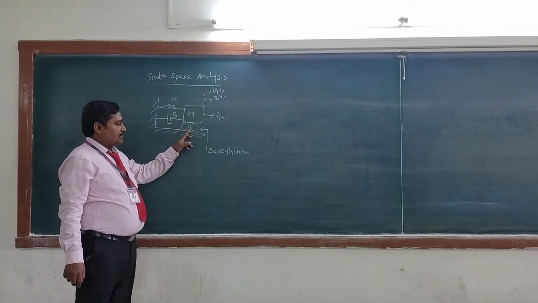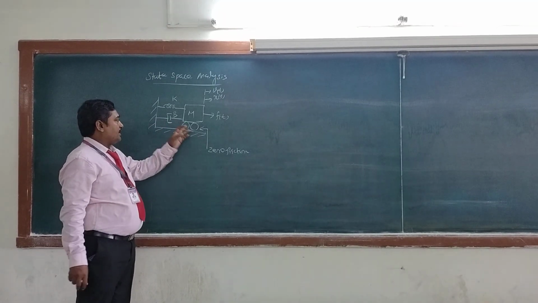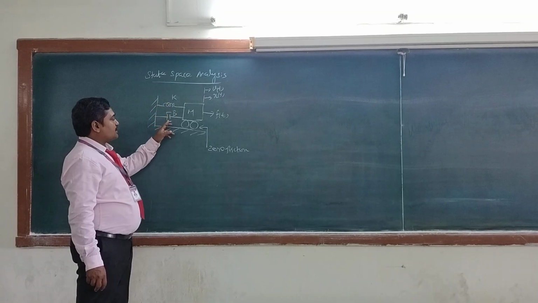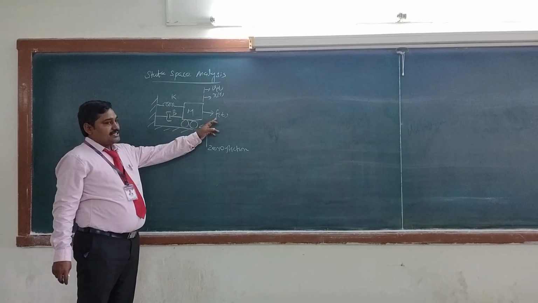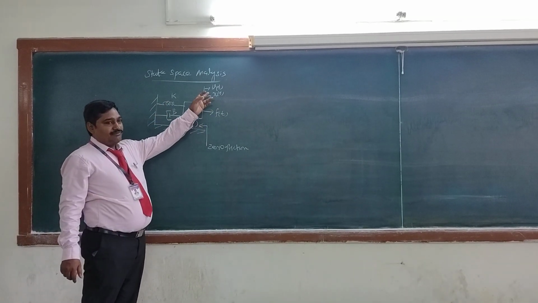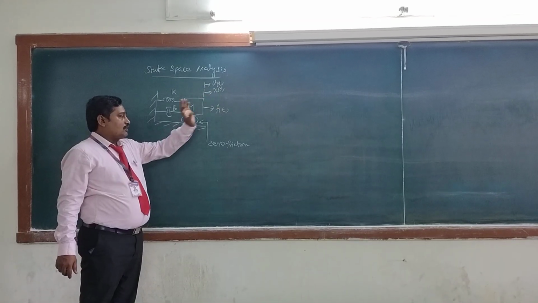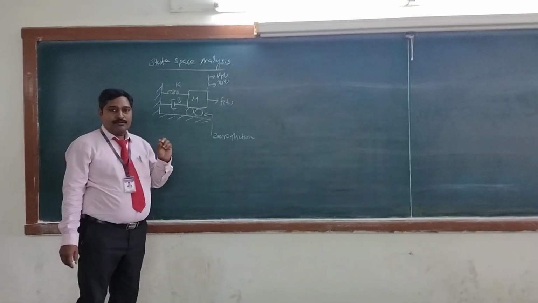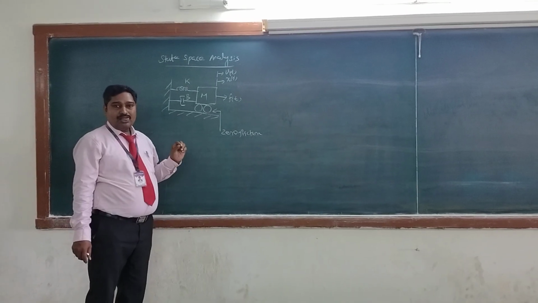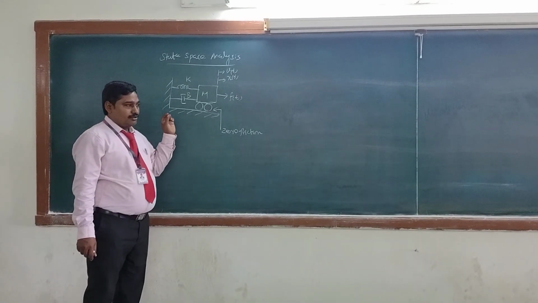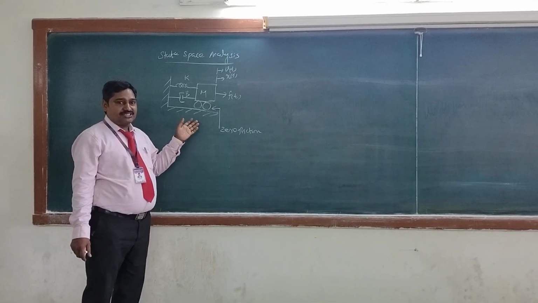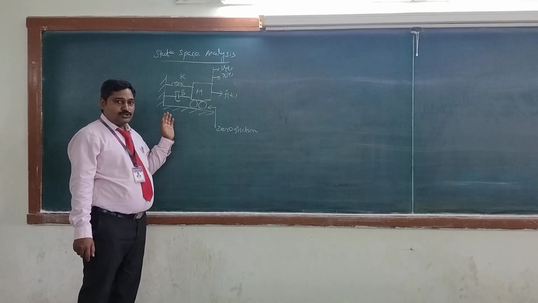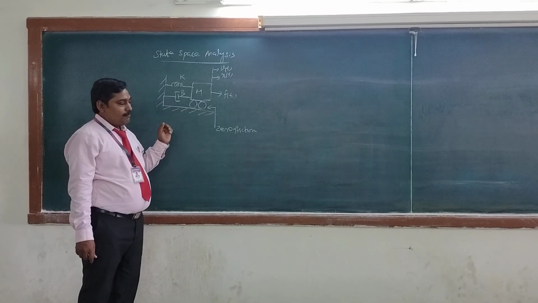The mass friction is negligible, zero friction. Spring, dashpot, mass. F of t is the applied force. Displacement and velocity are the outputs. First we have to choose the minimum set of state variables. Based on the order of the system, this is a second order system, so we can choose two state variables.